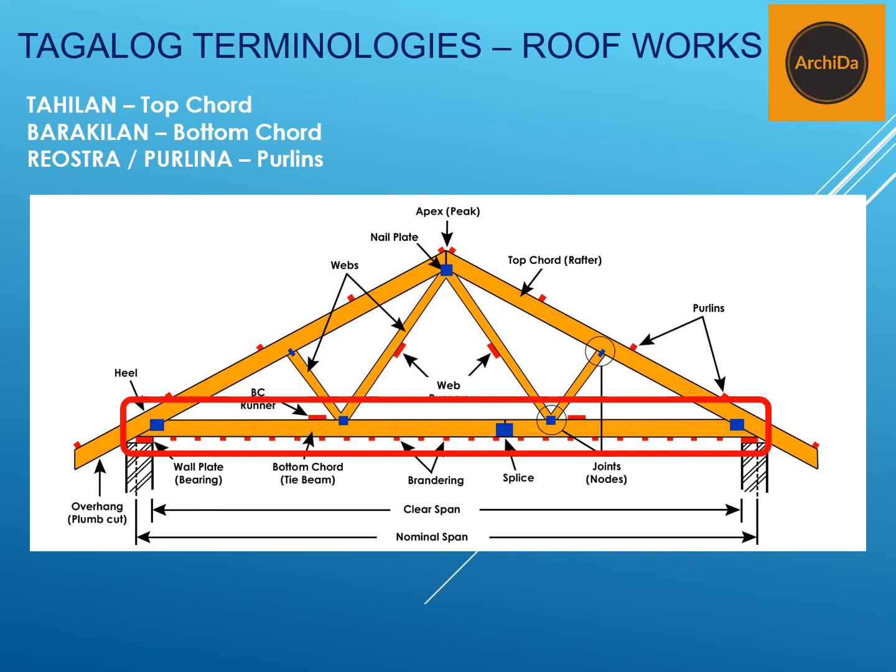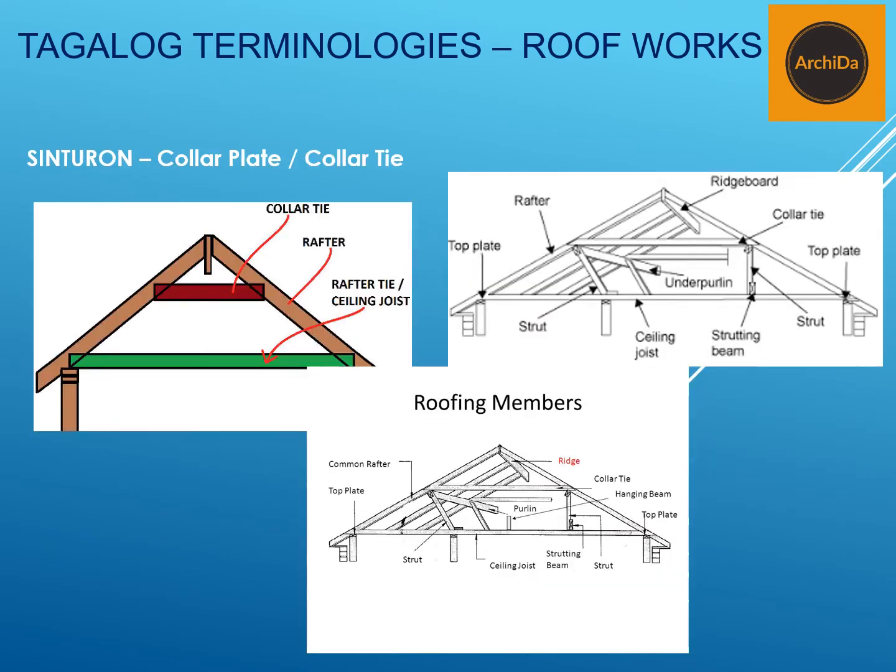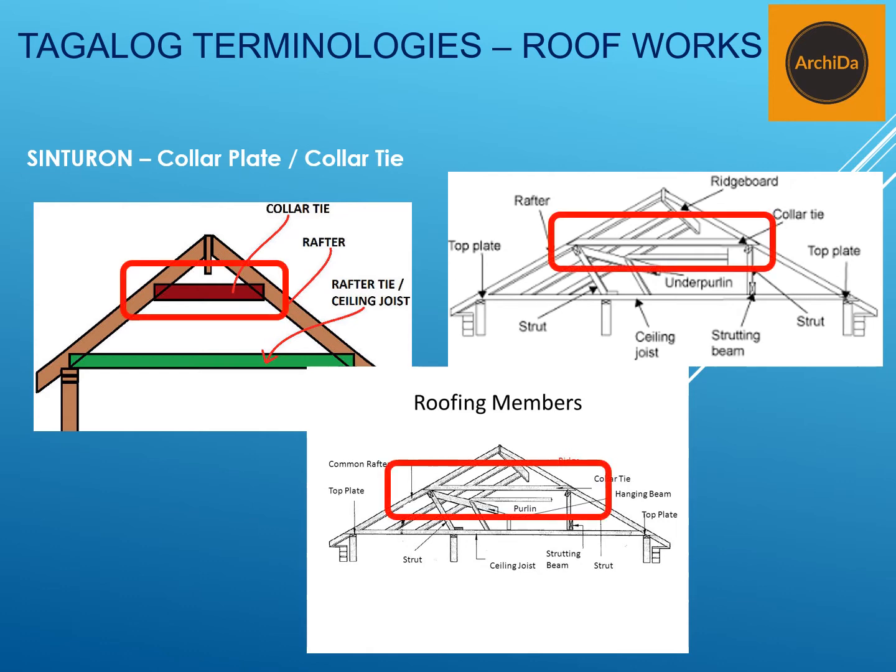Then the reostra or purlina, which are the purlins. The purlins is where you install the actual roof finish. Never ever install your roof finish on the top cord. You should always have a purlins to install your roof finish. Cinturon, which is the collar plate or the collar tie. Although it is rarely used, but this is used to strengthen the trusses.